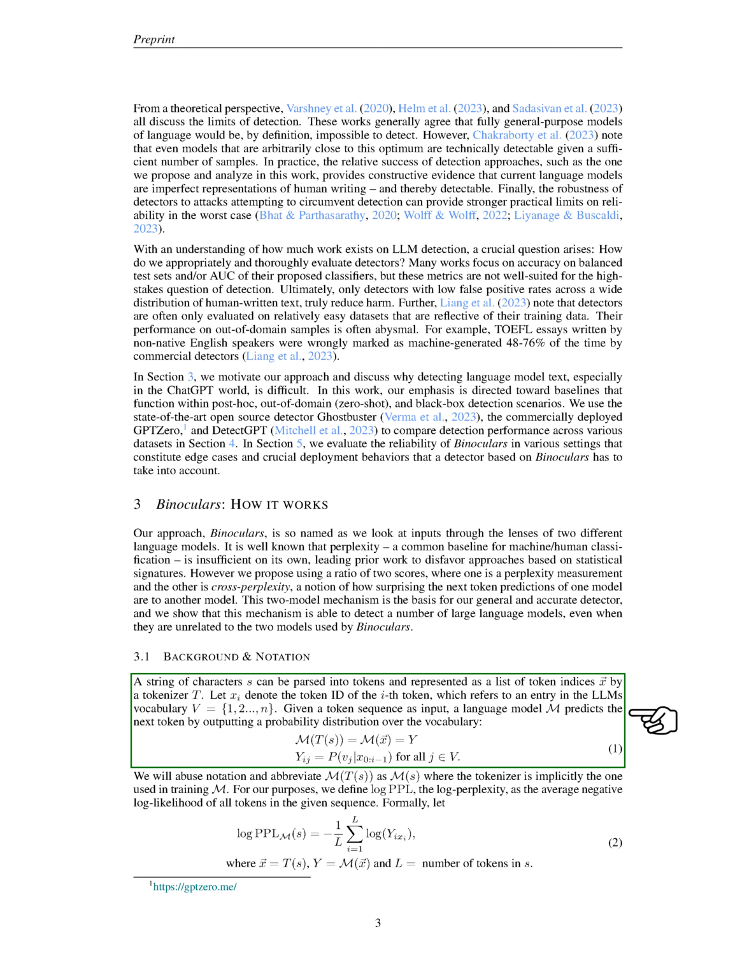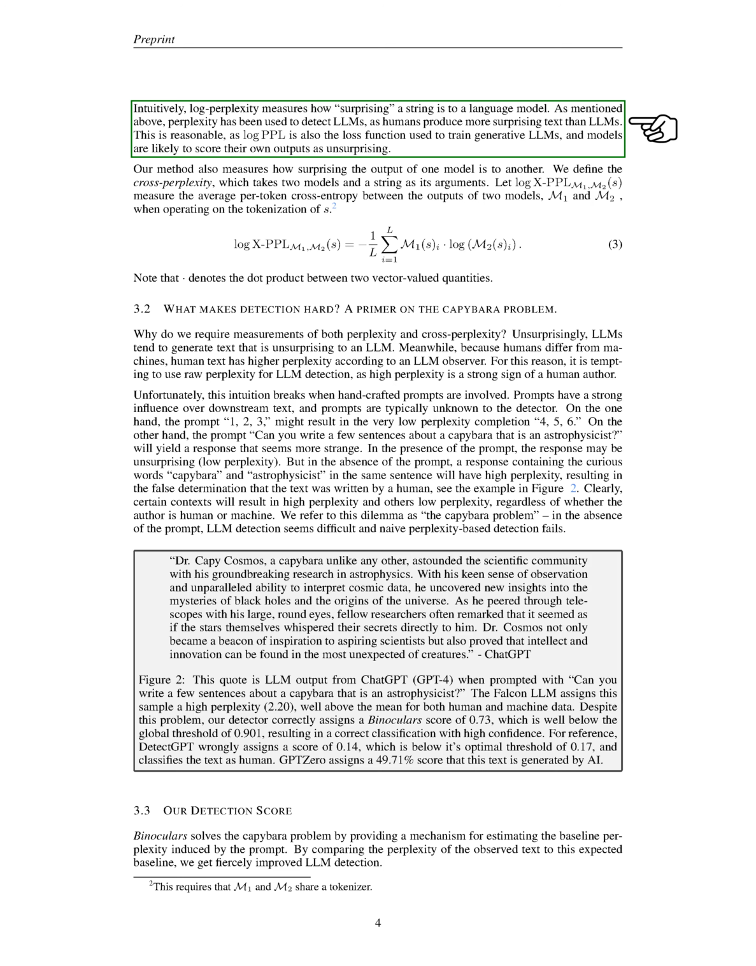the vocabulary. We use the term log perplexity to refer to the average negative log likelihood of all tokens in a given sequence. Essentially, log perplexity measures how unexpected a string is to a language model. As we've mentioned, perplexity has been used to detect large language models, as humans tend to produce more unexpected text than these models. This makes sense, as log perplexity is also the loss function used to train generative large language models, and models are likely to score their own outputs as expected.